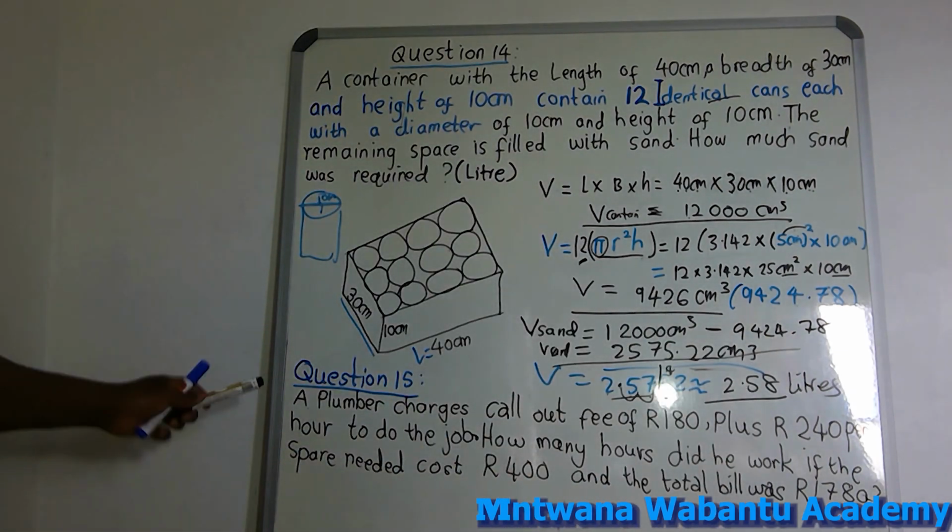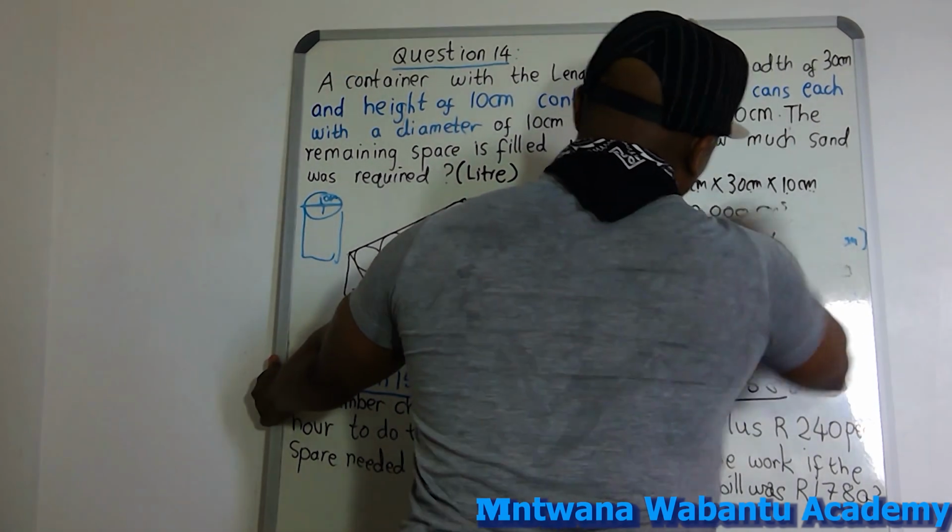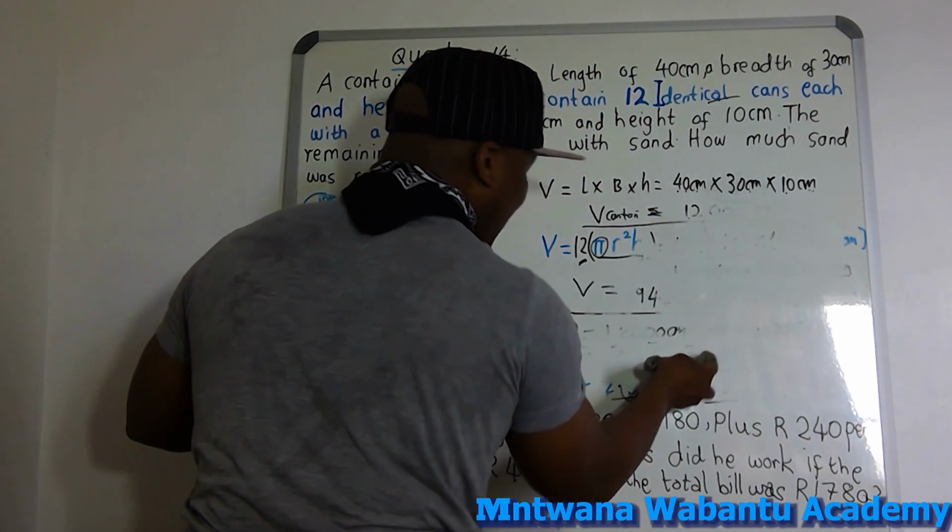Now we go to the next question, question 5. Just erase here to make a space. Quick. And there we go. Done. Easy.